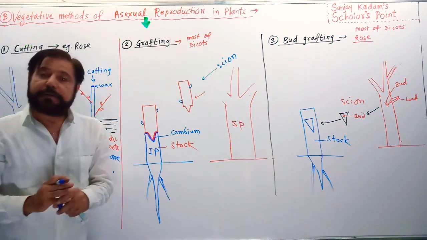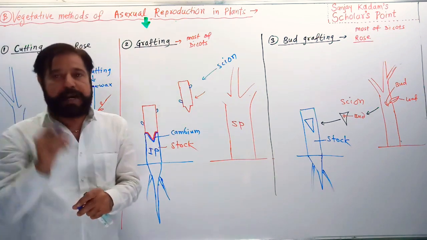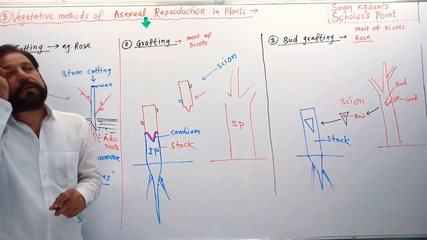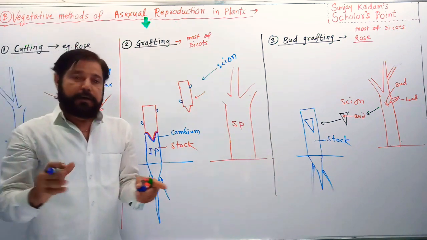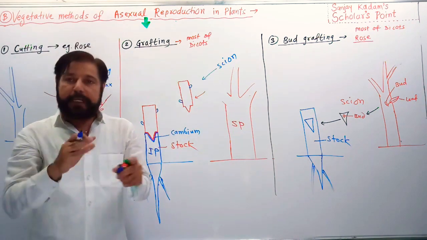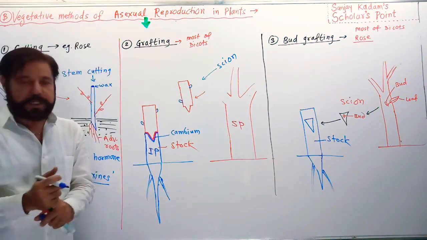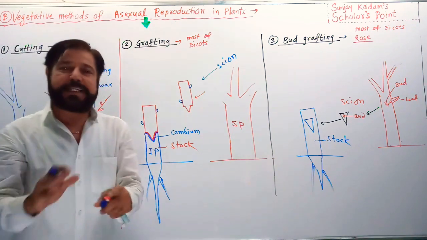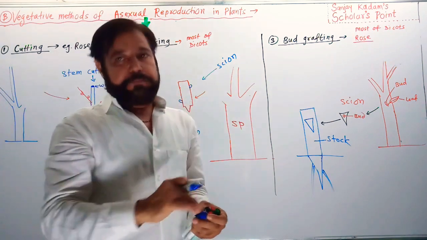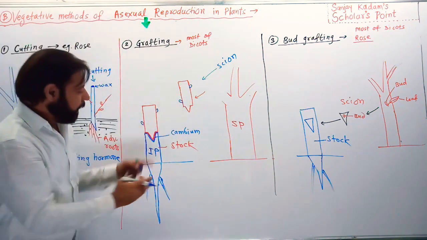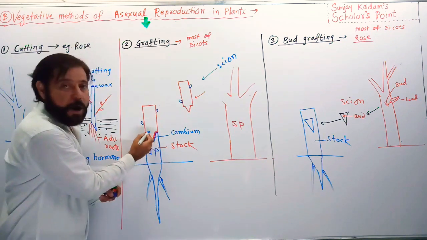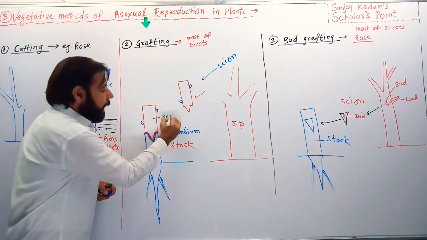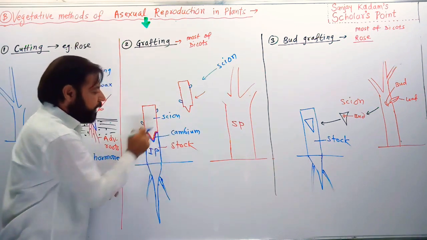Cambium is found only in dicot plants and gymnosperms. That is why grafting is successful in dicots only, not in monocots, because monocots lack cambium, the secondary growth tissue. Here the matching of the cambia of both scion and stalk is very essential.